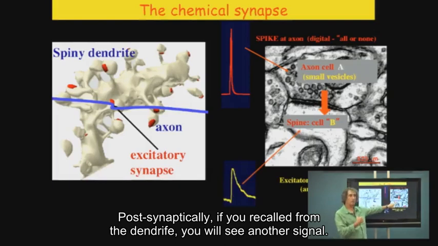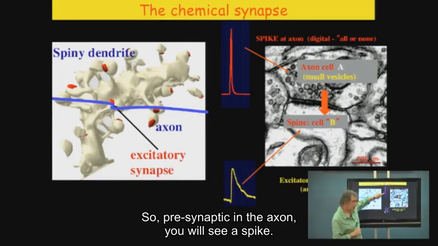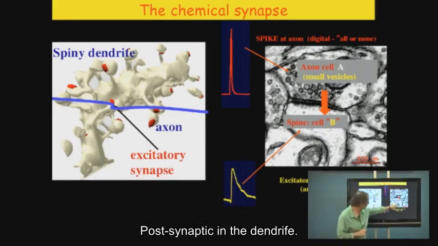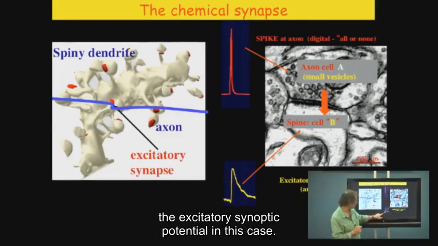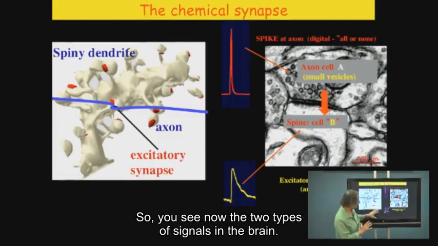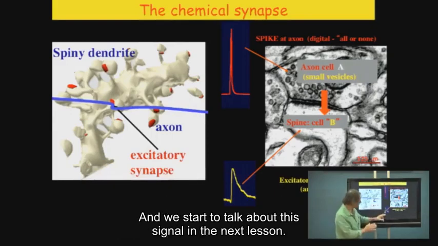Postsynaptically, if you record from the dendrite, you will see another signal. So presynaptic in the axon, you will see a spike. Postsynaptic in the dendrite, you will see this other signal, the excitatory synaptic potential in this case. So you see now the two types of signals in the brain, the two major types of electrical signals. And we'll start to talk about this signal in the next lesson.